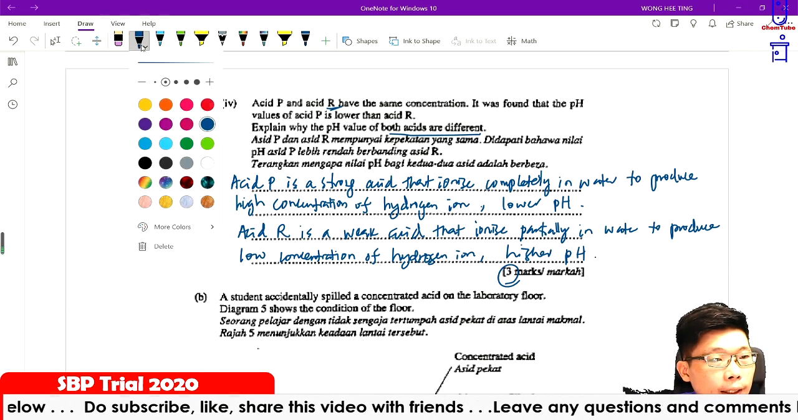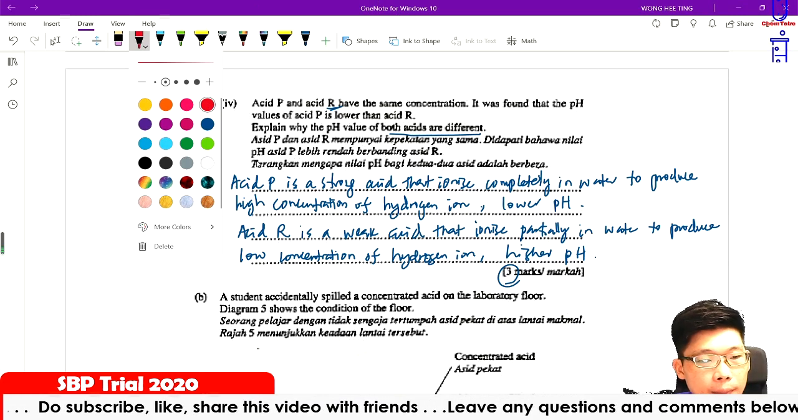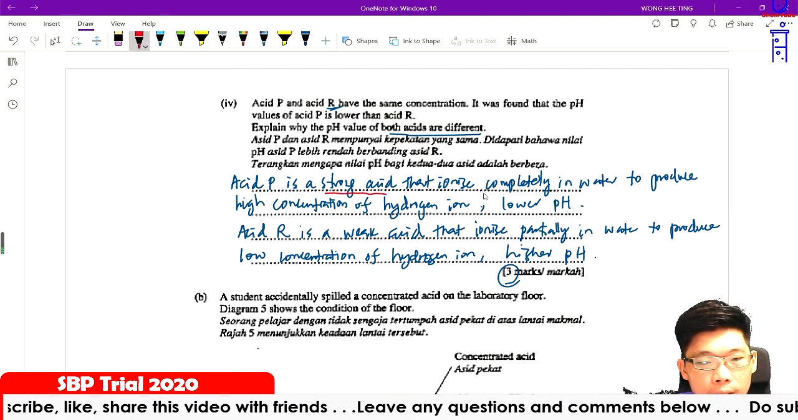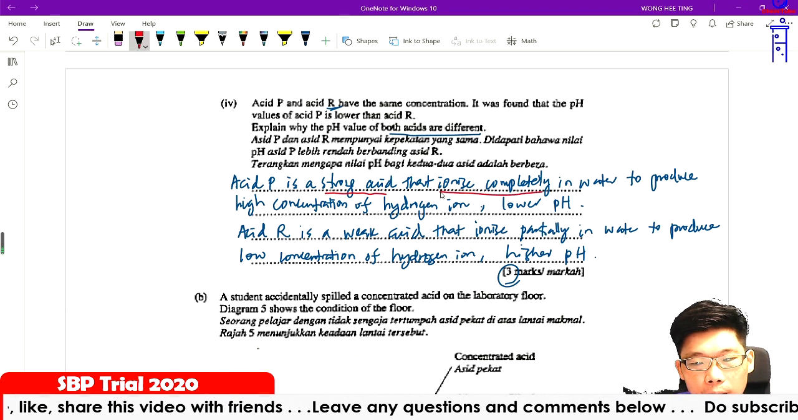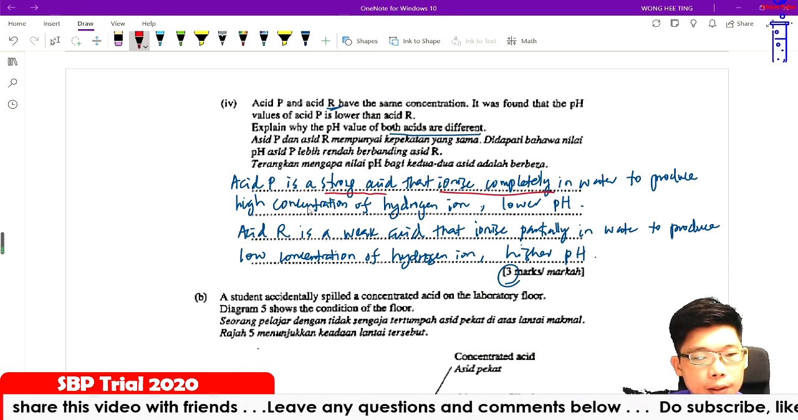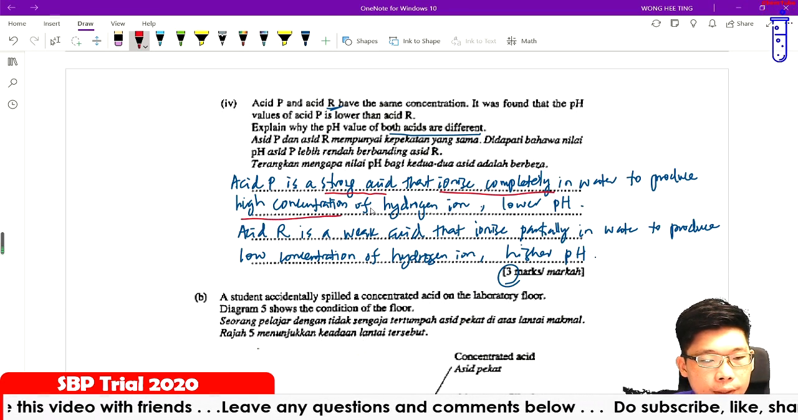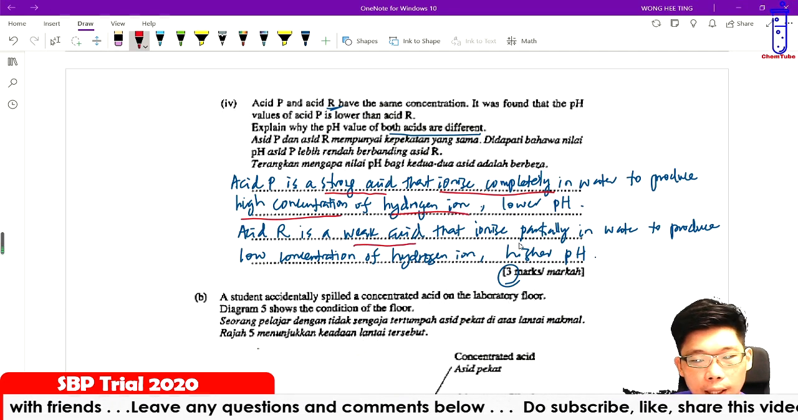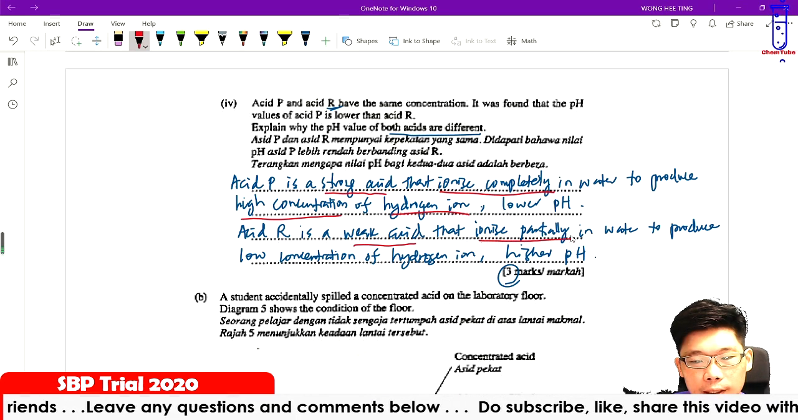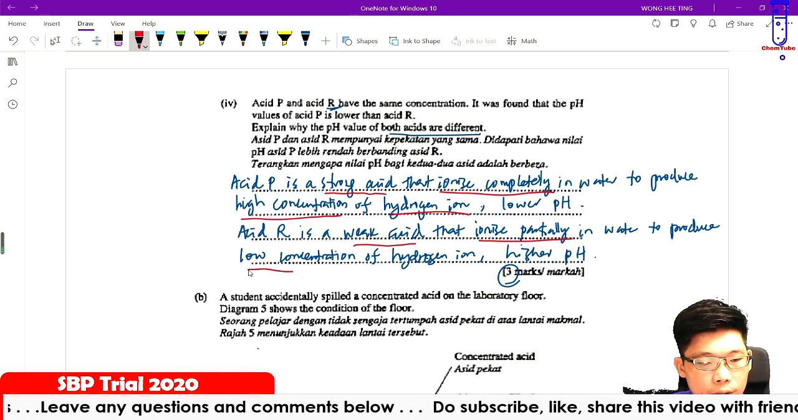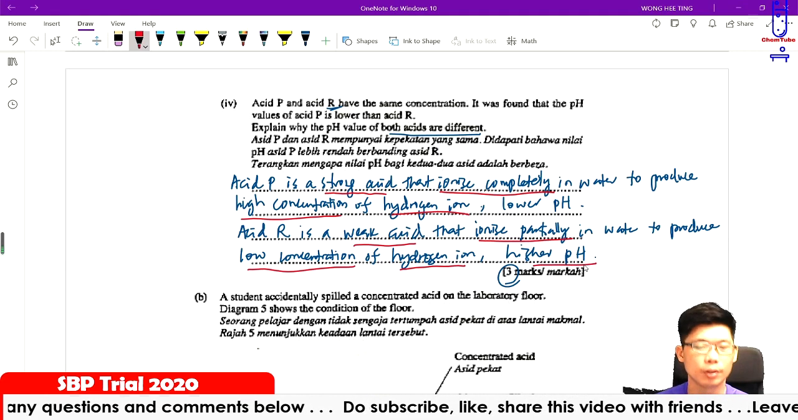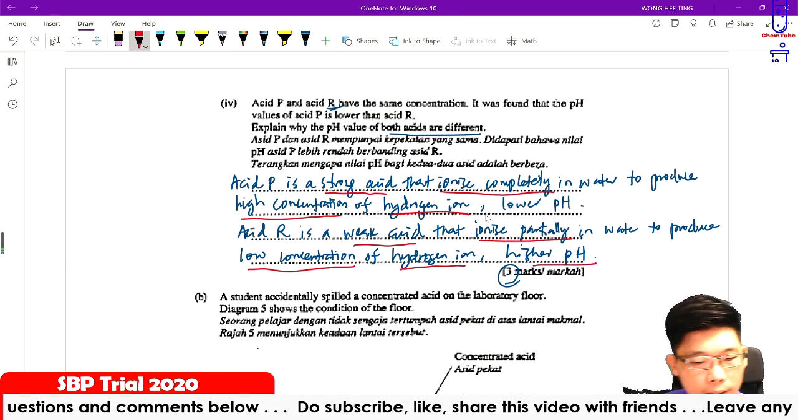So here, okay, I want to explain about this. Okay, for the strong acid, you have to mention ionize completely in water, produce high concentration of hydrogen ions. For the weak acid, ionize partially in water, produce low concentration of hydrogen ions, then higher pH. Okay, so total 3 marks.